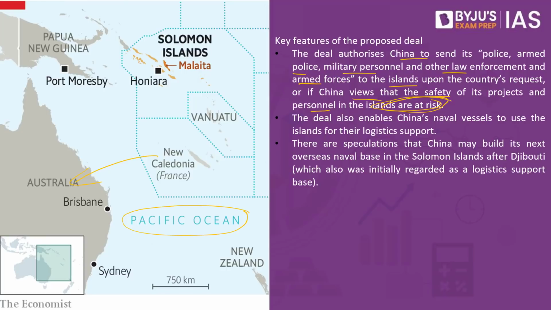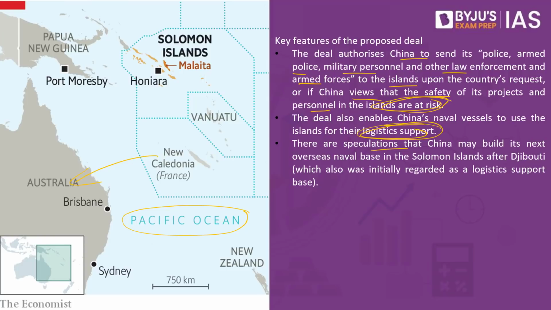The second aspect is, even if it is not requested by the government of Solomon Islands, China would be able to send its police, armed police, military personnel if it feels that its projects and infrastructure located in Solomon Islands are being threatened. So on one side, there is the government which is requesting it. On the other side, a unilateral decision is taken by China even without the order or the permission given by the government. The deal also enables China's naval vessels to use the islands for logistic support.